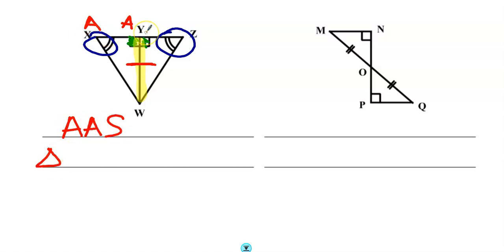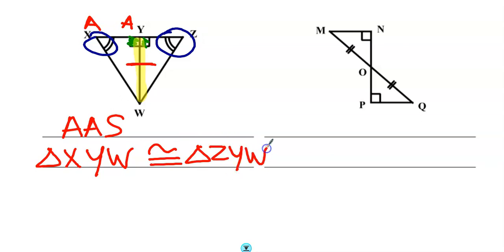So XYW goes with what? So triangle XYW is congruent to triangle ZYW. Okay, if you notice, YW is in the same spot because they're the same line. Okay, so this is remembering sharing the side. Now let's look at this one.